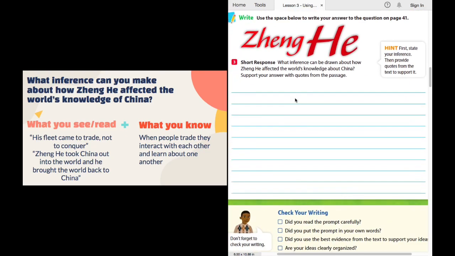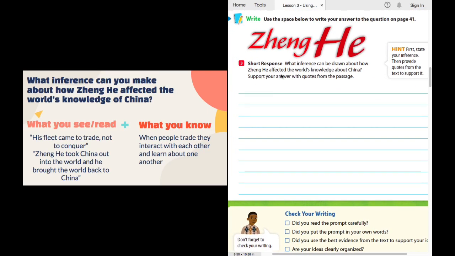What inference can be drawn about how Zheng He affected the world's knowledge about China? Support your answer with quotes from the passage, right? Always support your answer with text evidence. So first we need to state our inference, but first we need to see what we actually read that could answer this question. So Zheng He, how did he affect the world's knowledge of China?